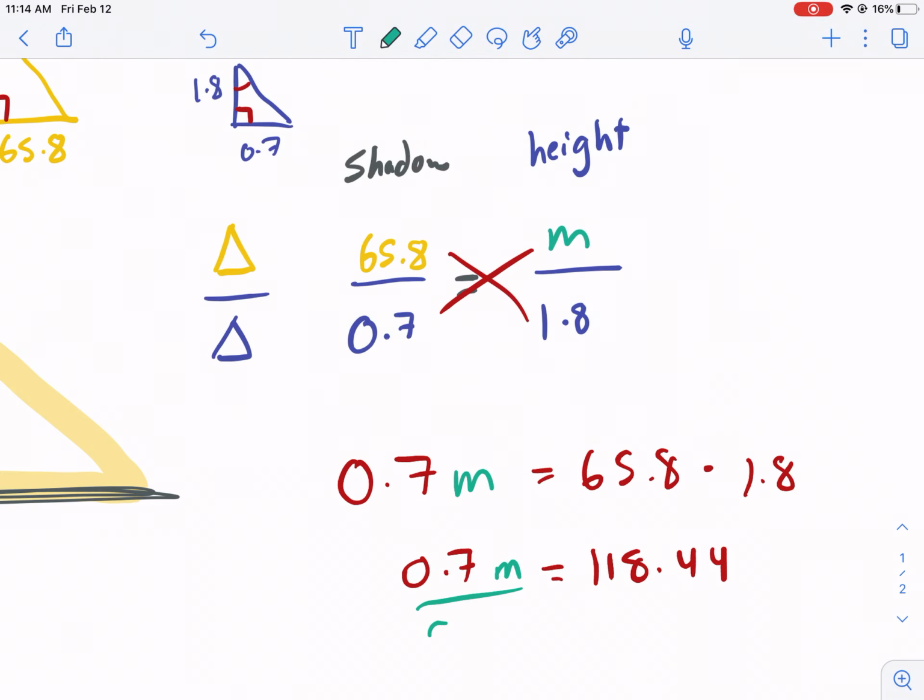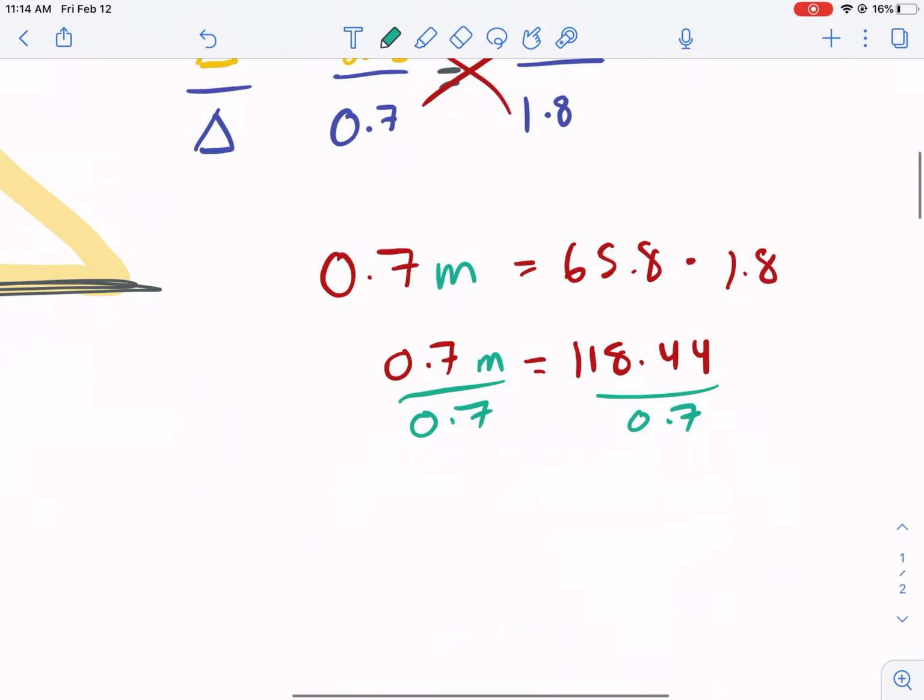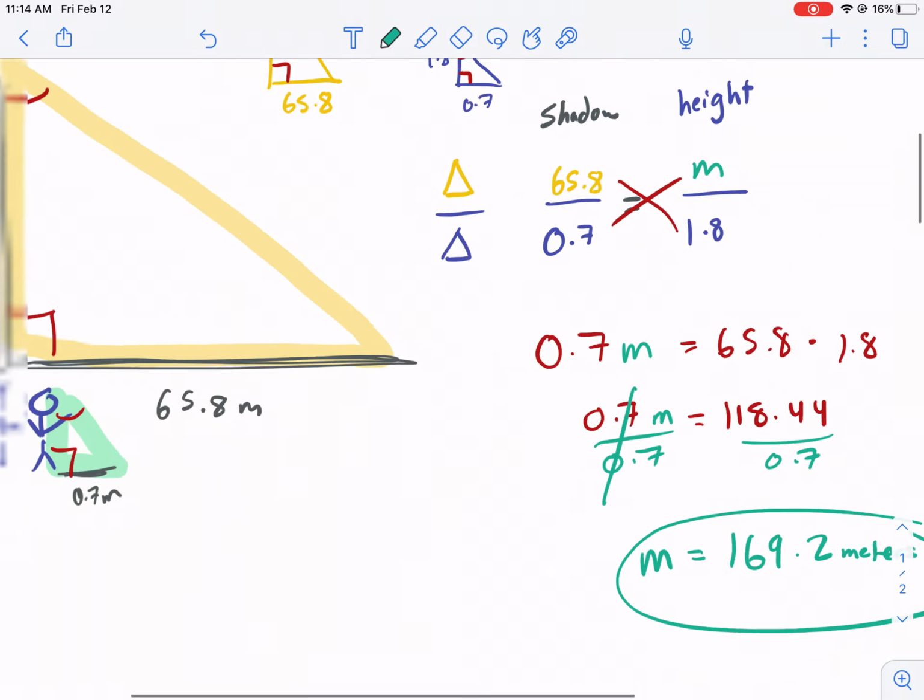Now I'm going to do a one-step equation from here to get the M by itself. So I divide by 0.7. I have the M by itself. Our monument is going to be 118.44 divided by 0.7, so it's going to get even bigger. I get 169.2 meters is the height of the Washington Monument.